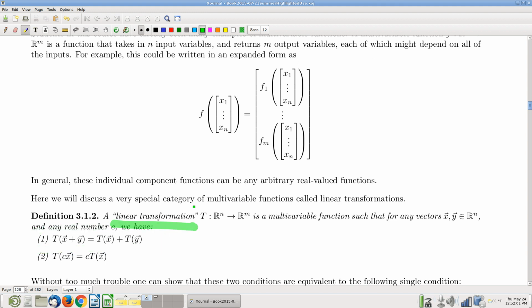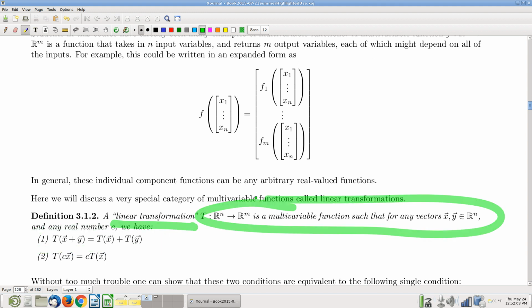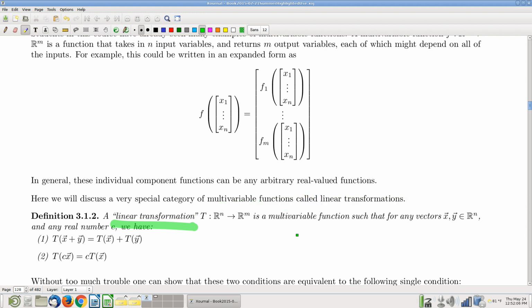Well, or several, but it has to be a multivariable function from Rn to Rm. And the two other requirements are, it's got to play nice with vector addition, I like to say. And the second one is it has to play nice with scalar multiplication. So, again, not every function would have this property, but wouldn't it be nice?